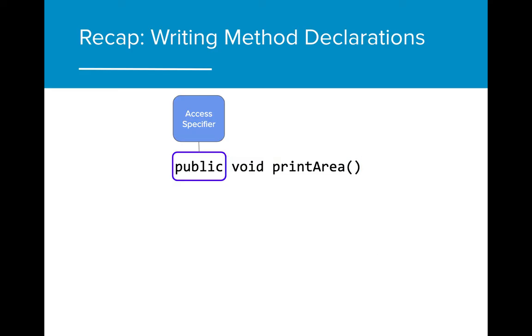While we've spent a lot of time discussing the return type and the parameters that go into a method declaration, we haven't discussed in much detail the access specifier. In this lesson, we are going to dive a bit deeper into what the access specifier does and how it can be used in our programs.